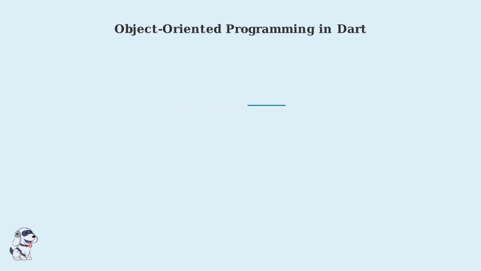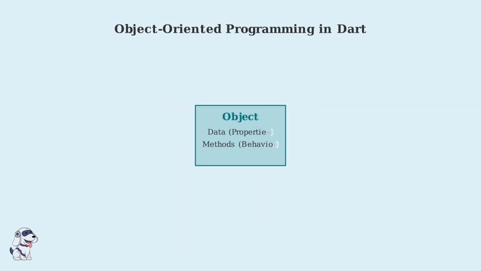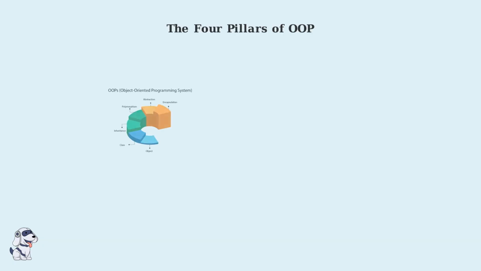Dart is fundamentally an object-oriented programming language. This means everything in Dart revolves around objects, entities that combine data and the methods that operate on that data. Object-oriented programming is built on 4 fundamental principles, often called the 4 pillars of OOP. These principles guide how we structure and organize our code.